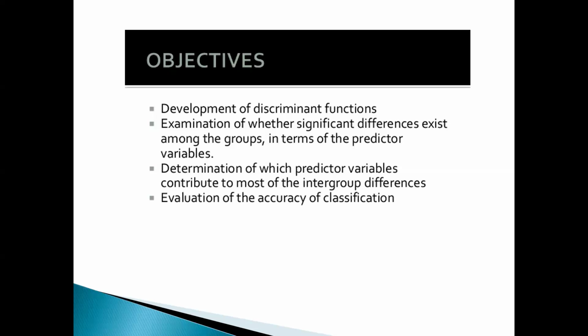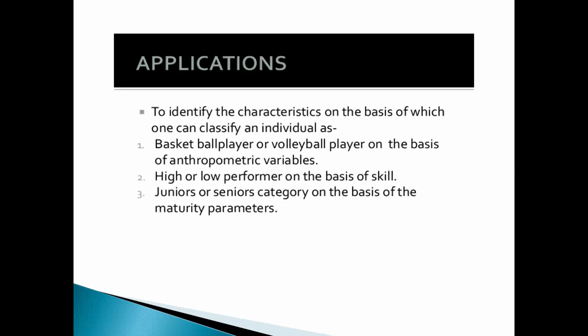Another objective is the evaluation of the accuracy of the classification. This is very important because we search for the most efficient discriminant function so that observations may be correctly classified to the particular group, because a misclassification problem is also there with that discriminant function.